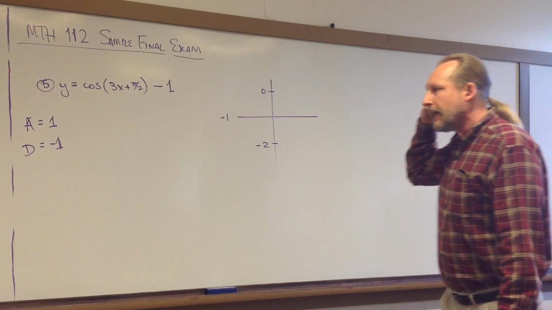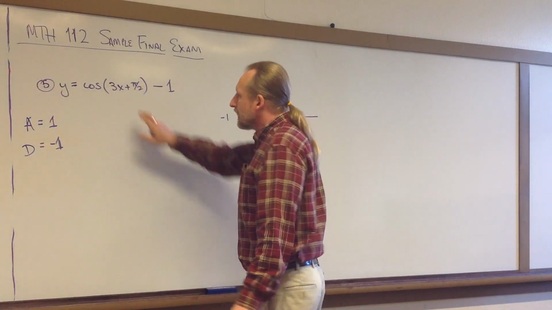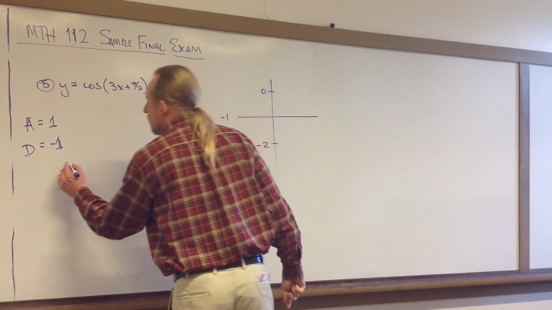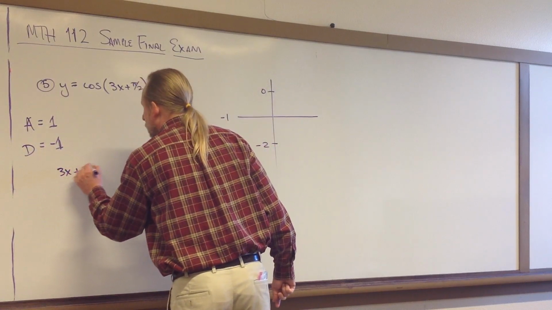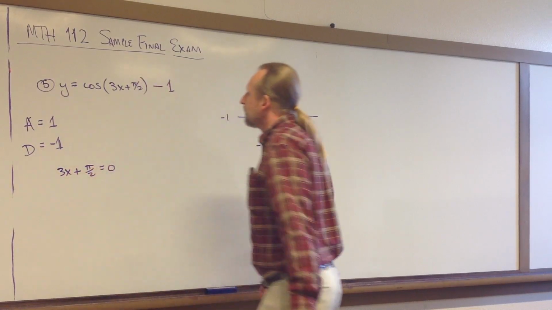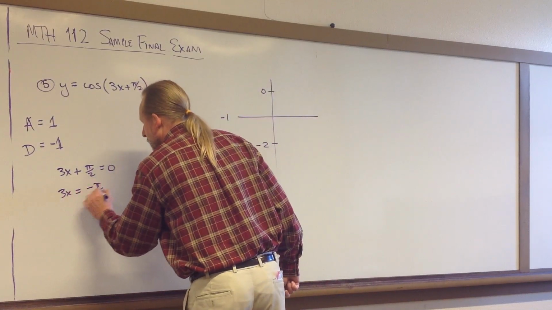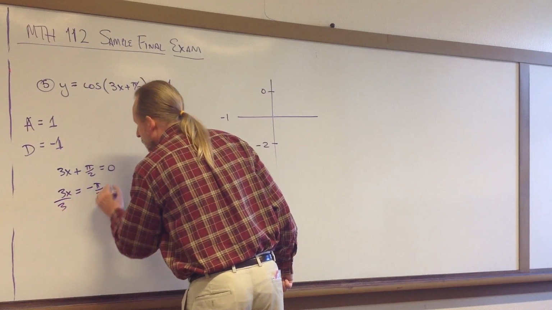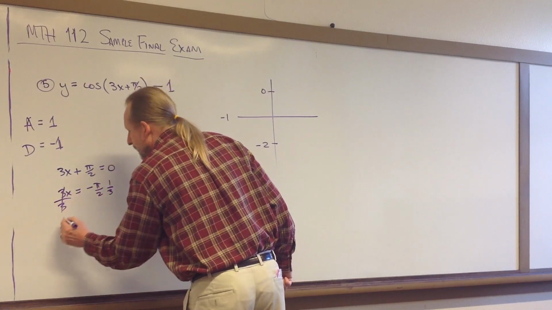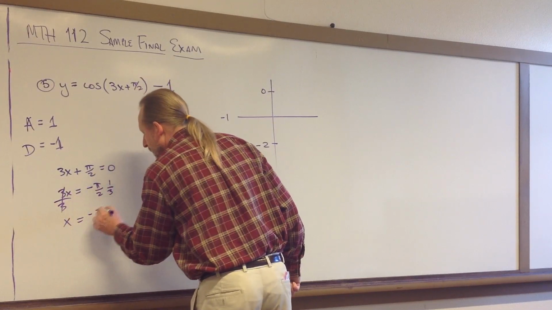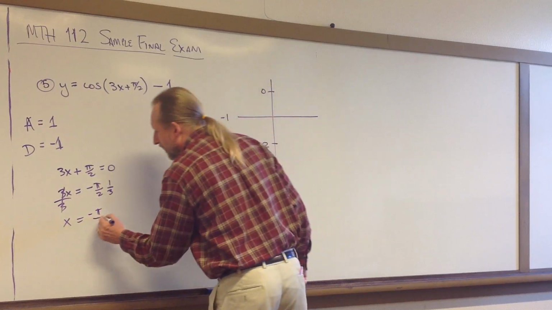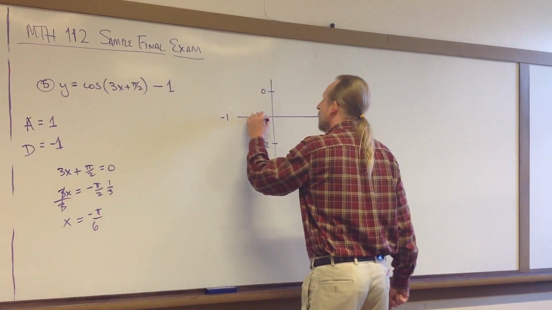Now, for the x-axis, let's get our starting point first. We can set this equal to 0. 3x plus pi over 2 equals 0. 3x is negative pi over 2. Divide on both sides by 3. X, the starting point here is going to be negative pi over 6.